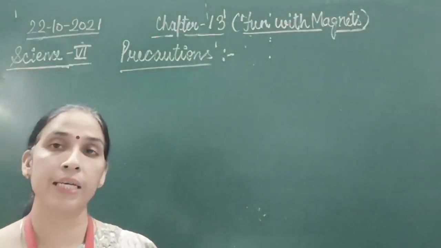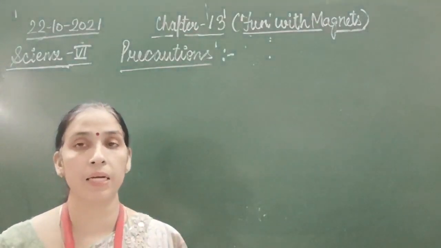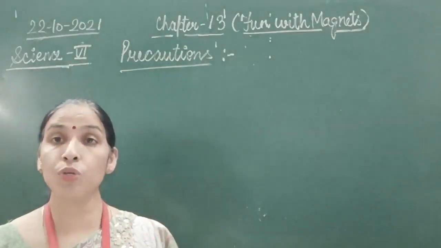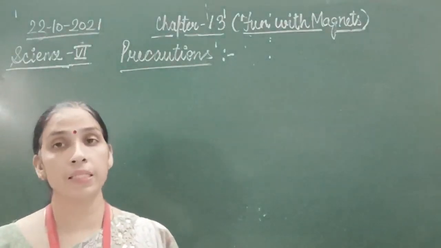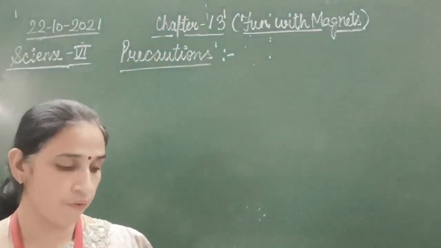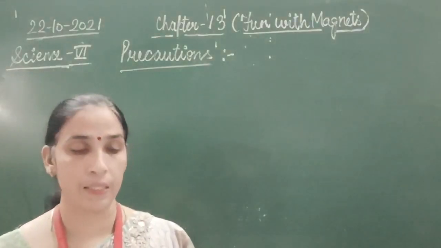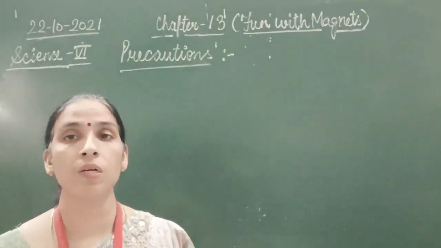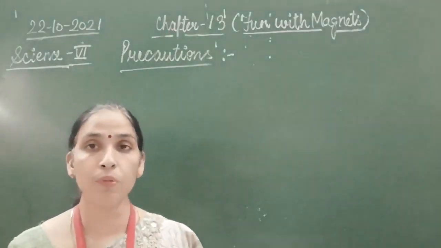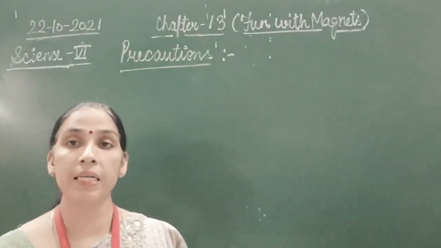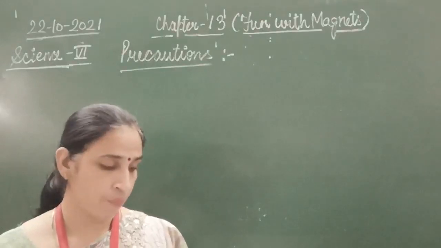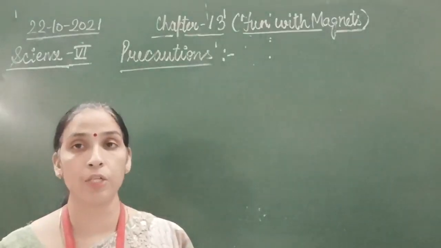And what rest of the precautions will we keep in our mind? First, we should never heat a magnet. The first and foremost important precaution while handling a magnet is that we should never heat a magnet over a burner. Number two, we should never hit a magnet with a hammer or with any heavy substance.